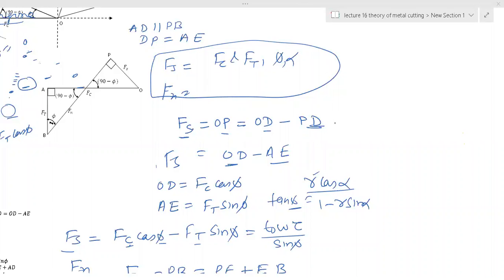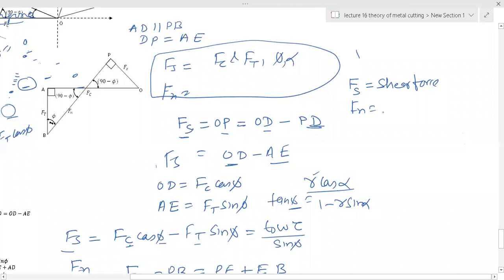Fine. So we were discussing the Merchant circle diagram. What was the last class discussion? Last class we discussed that there are four forces involved in a machining process. That is shear force, then normal force, or we can say force normal to the shear plane.